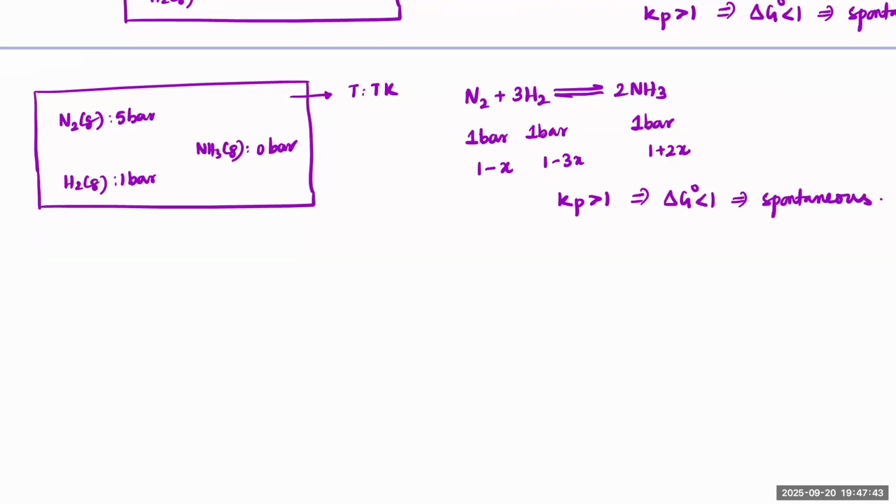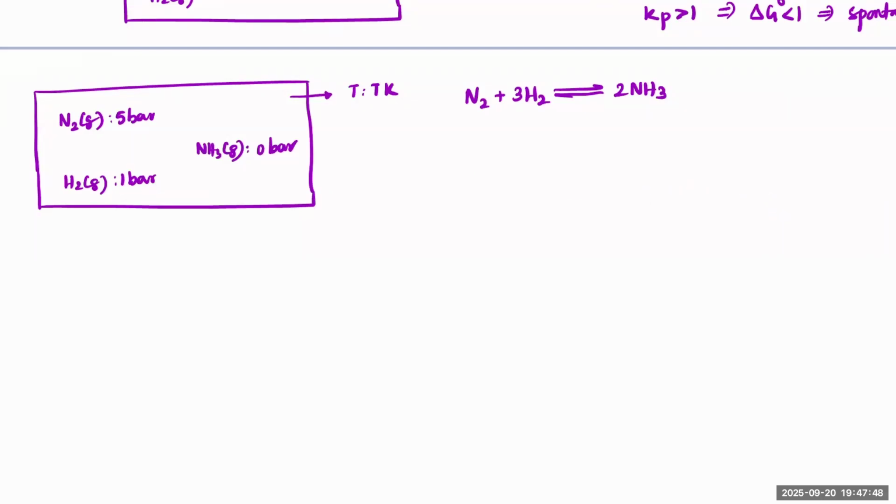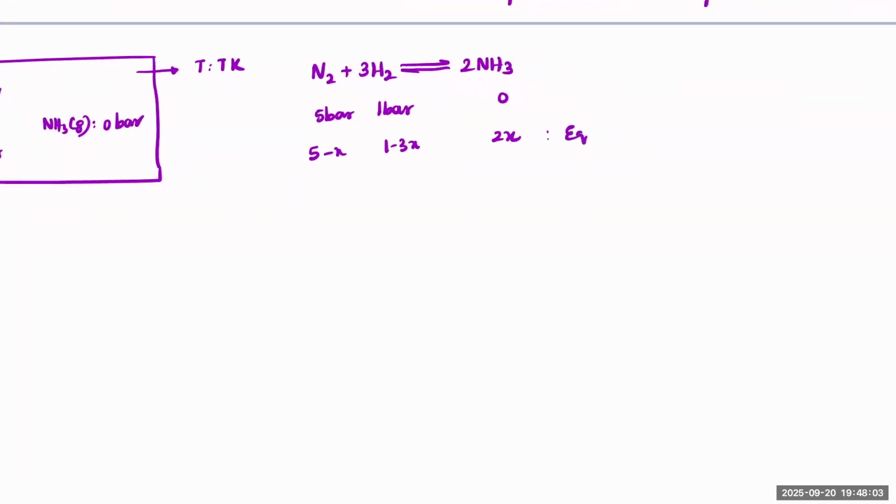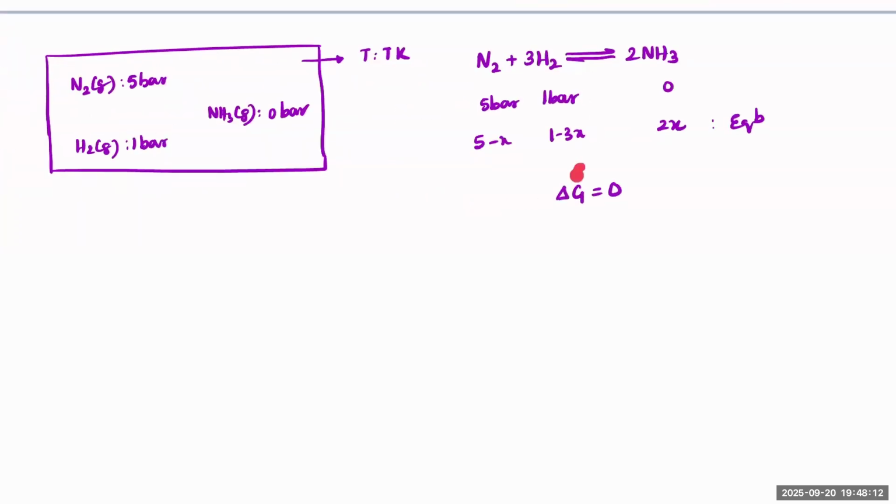So it is 5 bar, 1 bar, and 0. From here, 5 minus x, 1 minus 3x, and 2x. This is how it forms and reaches an equilibrium. Let's say it has reached equilibrium now. At equilibrium, delta G value will be 0, because now these are not at standard conditions. Now you do not write it as naught; you will simply write it as delta G. So delta G is 0. And what is the formula we learned? Delta G is equal to delta G naught plus RT ln Q.